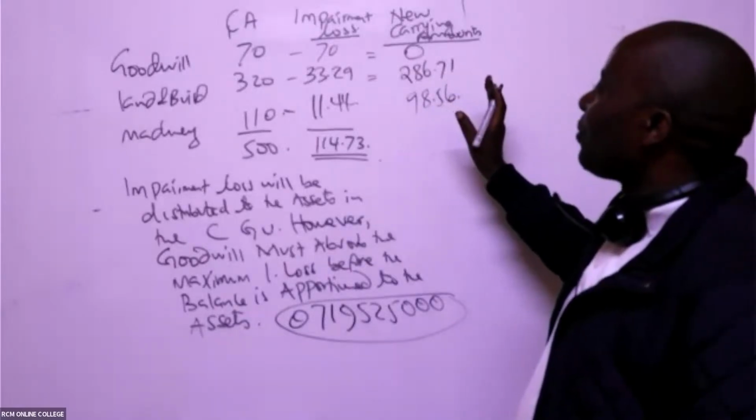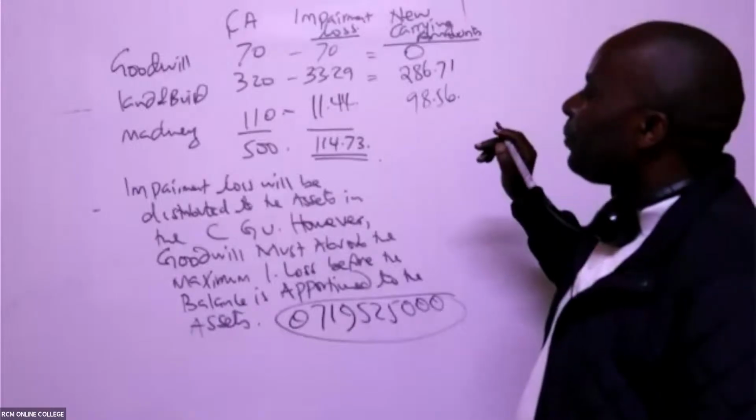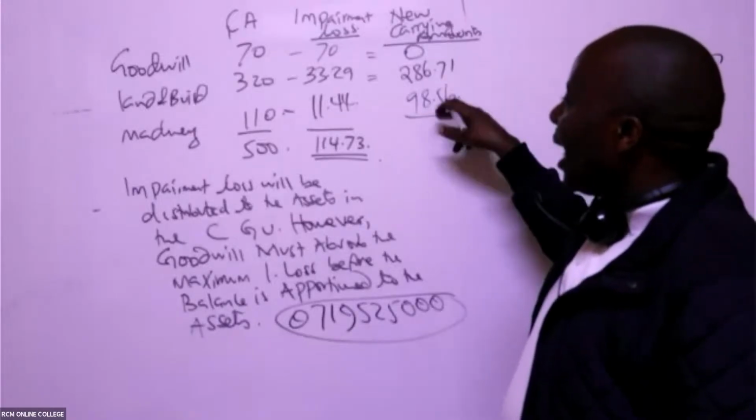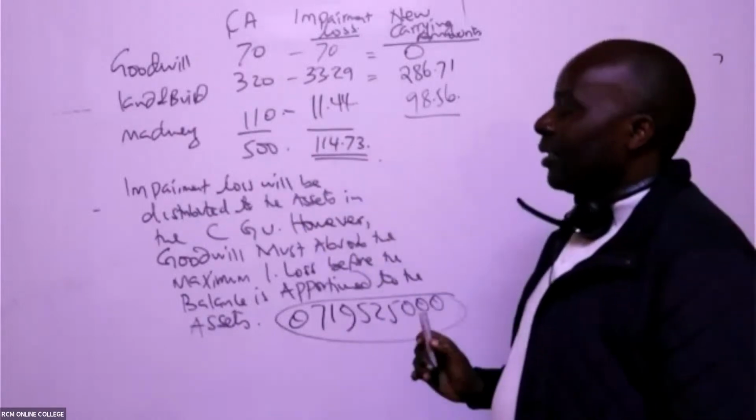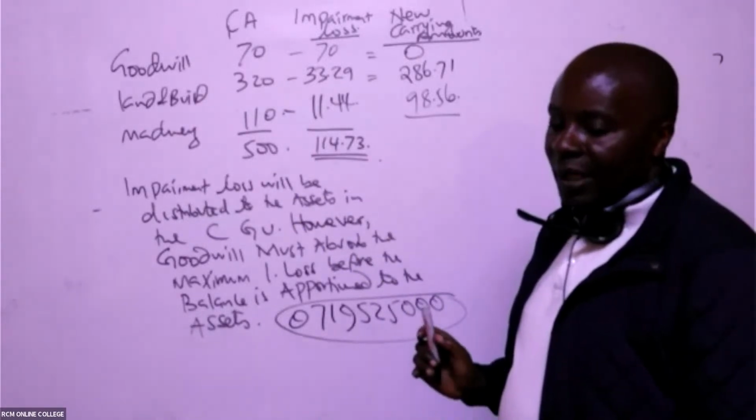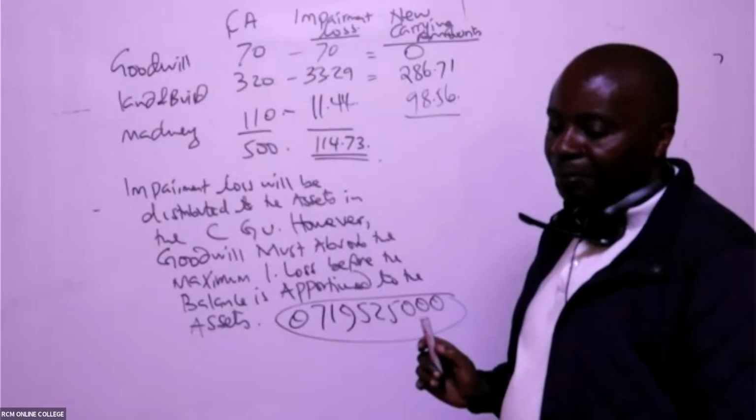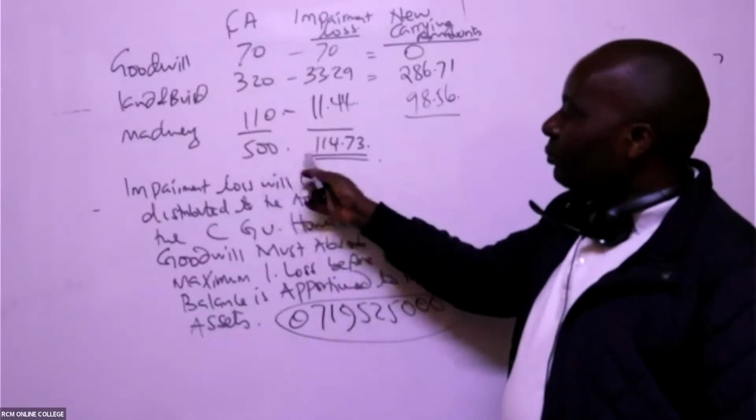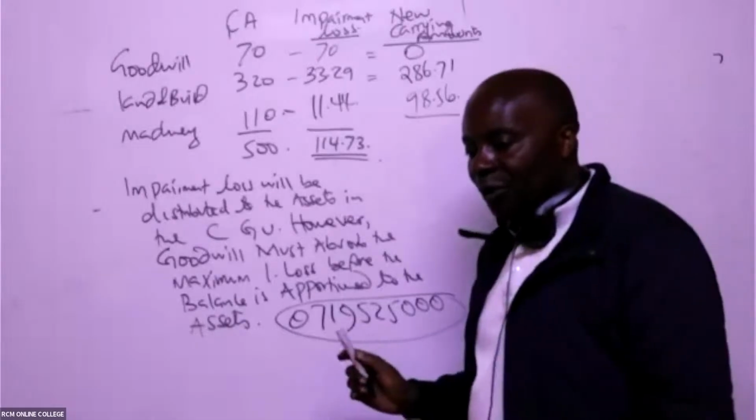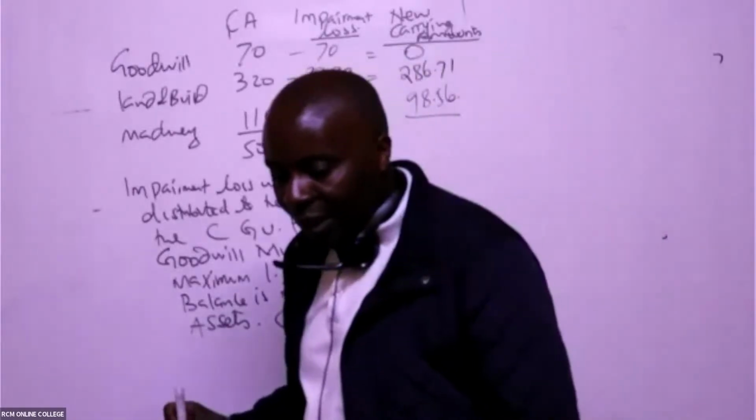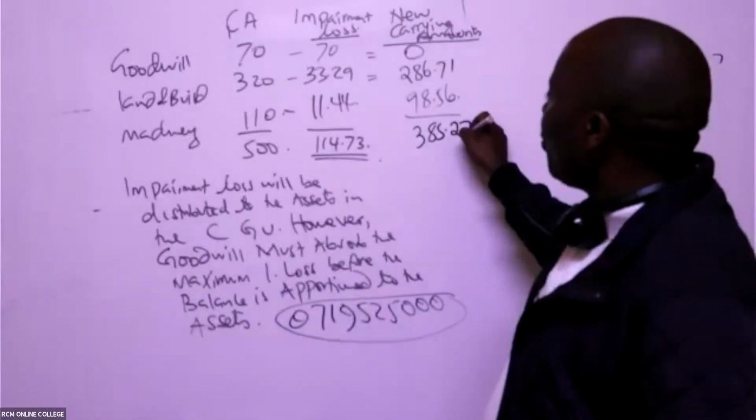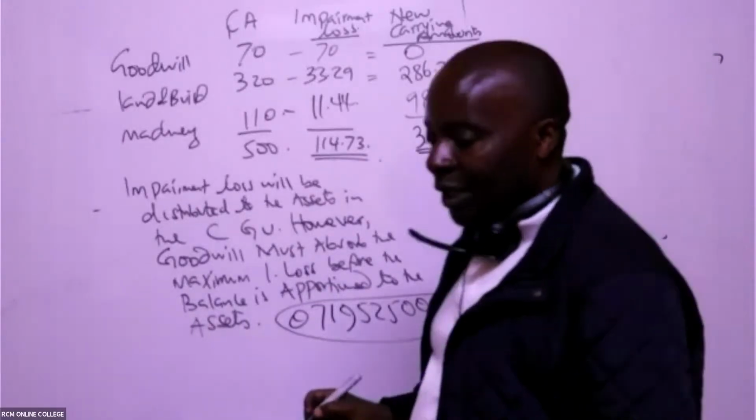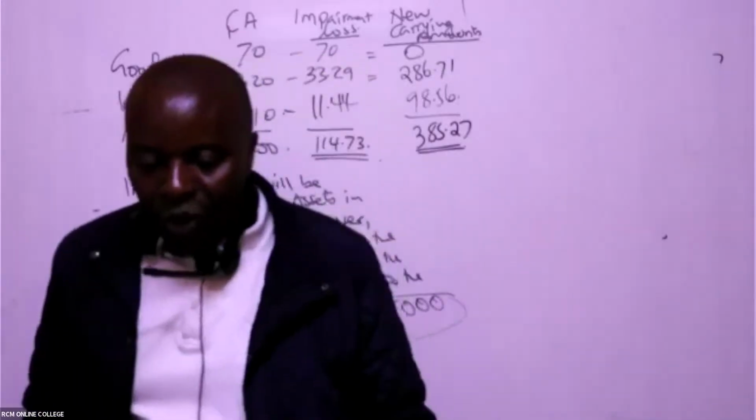Great. And of course, if you wish, you can add this, which will be the same as this minus this. This minus this gives us what value? 385.27.